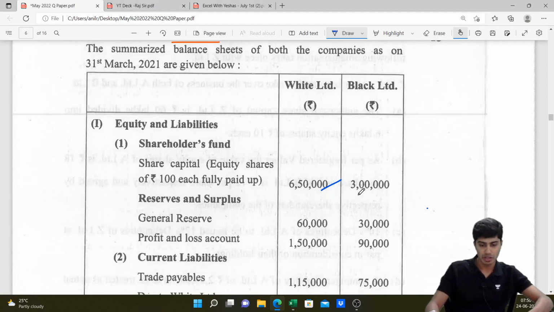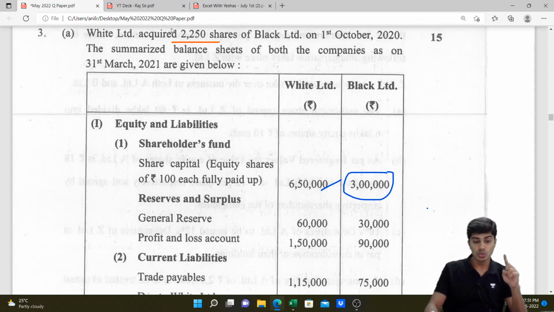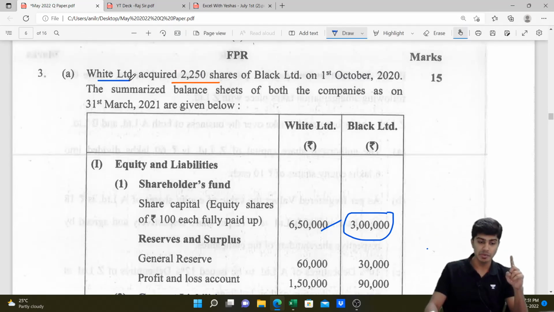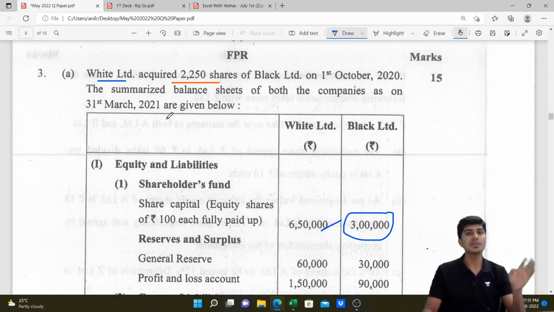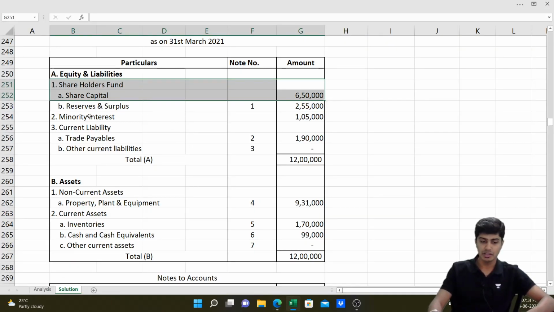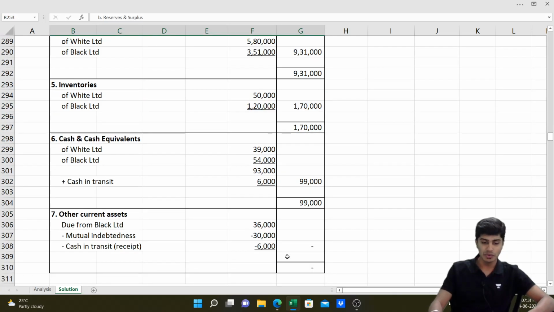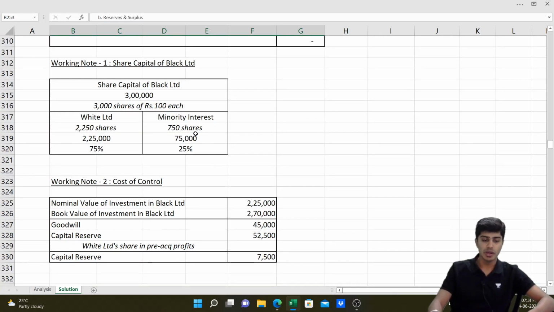No problem whatsoever. However, when you come to Black Limited's capital of 3 lakh, this has to be split into 2 parts. This is 3 lakh rupees of shares of rupees 100 each. So if I split this, I would basically get 3,000 shares, of which 2,250 shares are held by White Limited and the balance 750 is minority interest. Let me do that. So this is my balance sheet. All these items are not filled yet. Assume that they are not filled. I would bring you down. Notes to accounts also will be done later. Moving to working note number 1.